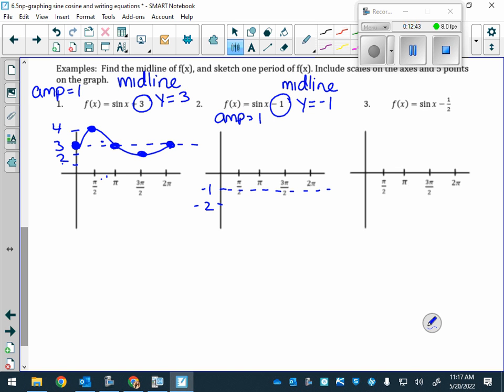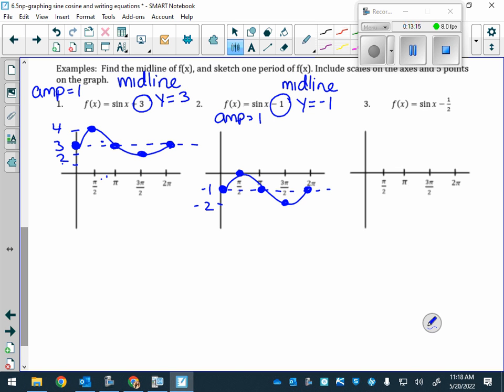Okay, so where am I starting? What y value am I starting at? 0, -1. Excellent. Okay, then pi over 2, where will I go? 0, good. Pi, -1, good. 3 pi over 2, and then 2 pi. Good.